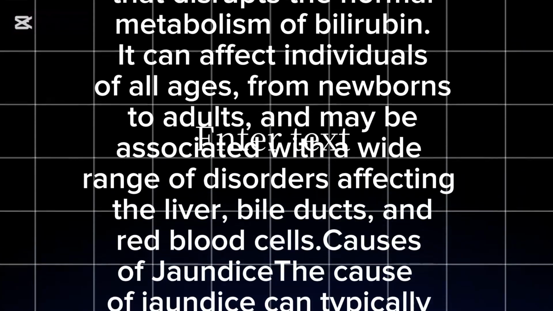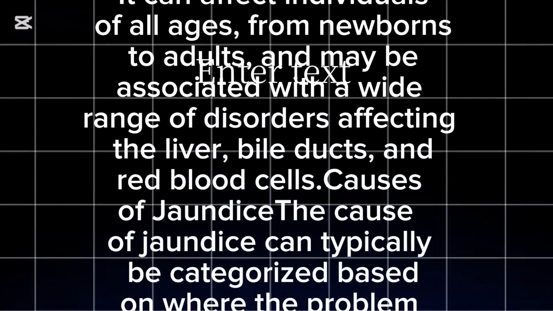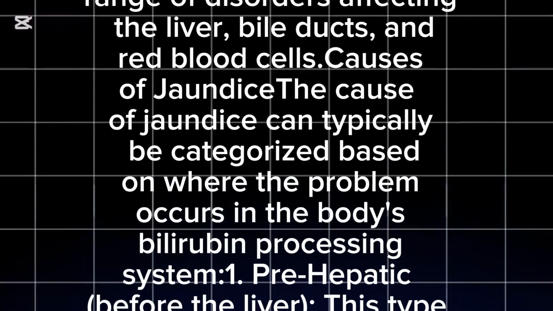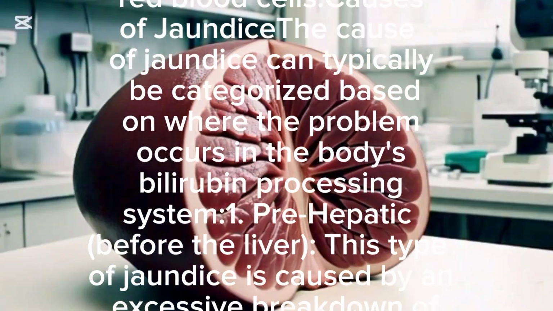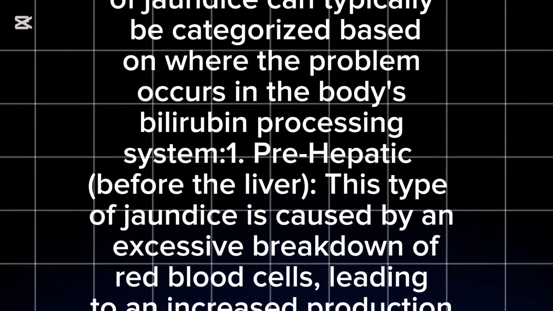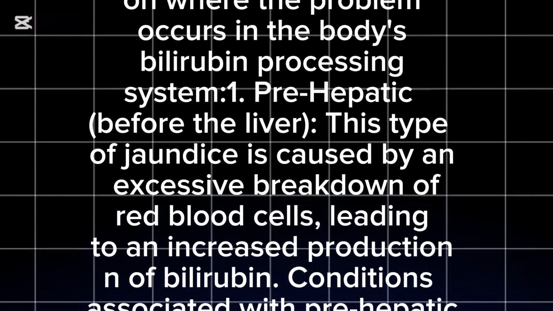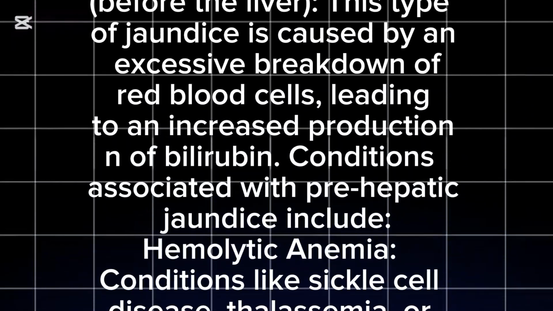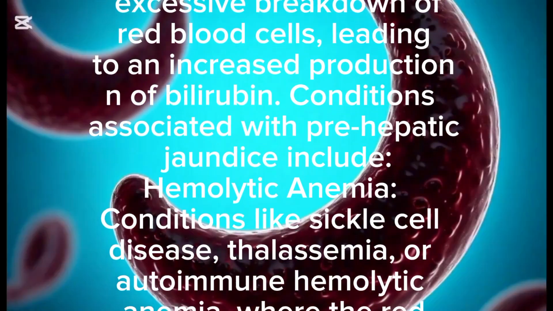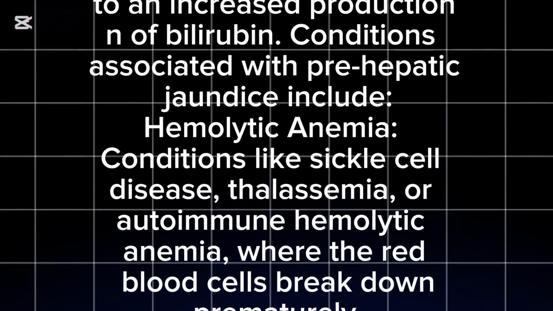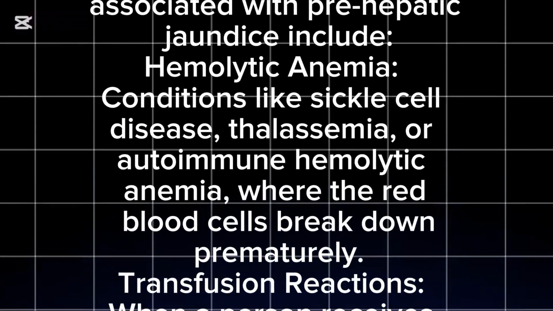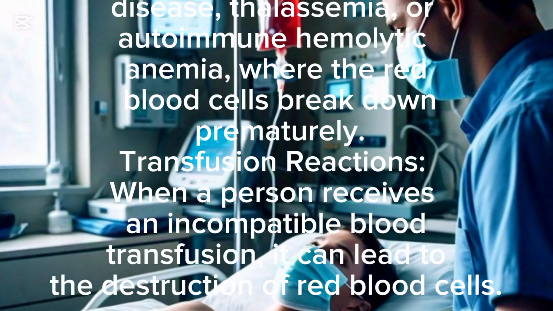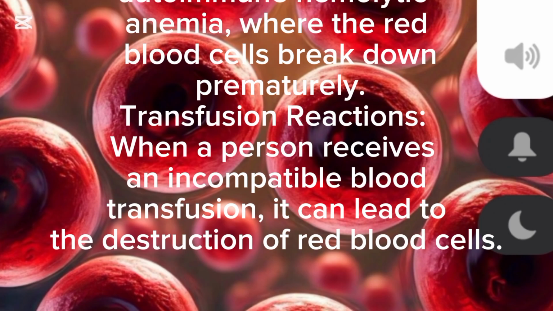Causes of jaundice. The cause of jaundice can typically be categorized based on where the problem occurs in the body's bilirubin processing system. 1. Prehepatic. Before the liver, this type of jaundice is caused by an excessive breakdown of red blood cells, leading to an increased production of bilirubin. Conditions associated with prehepatic jaundice include hemolytic anemia, conditions like sickle cell disease, thalassemia, or autoimmune hemolytic anemia, where the red blood cells break down prematurely. Transfusion reactions. When a person receives an incompatible blood transfusion, it can lead to the destruction of red blood cells.